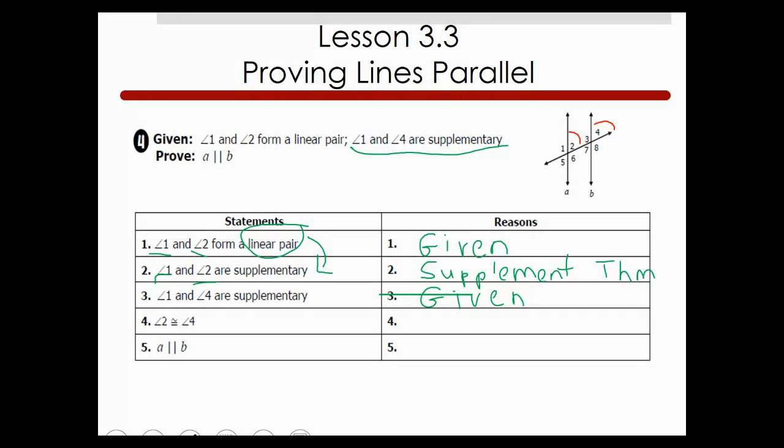So if you think about it, look, angle 1 is in both of them. Because angle 1 is in both of them, these have to be the same. If they're both supplementary to 1, they have to be the same angle measure. So that is congruence of supplement theorem.